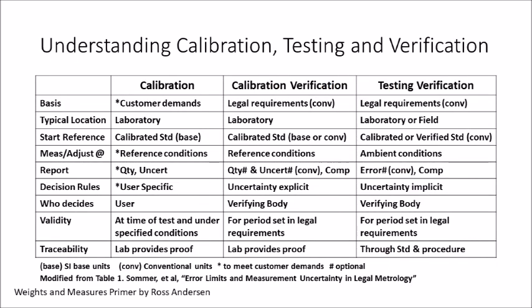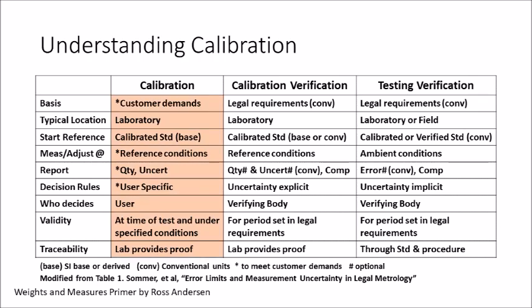and I found this table in an article by Sommer and others called Error Limits and Measurement Uncertainty in Legal Metrology, readily available on the internet. Great article on similar things. They only had 2 columns. They were only talking about the 2 right-hand columns, but I added calibration and I added a few rows. Let me begin by looking at calibration.